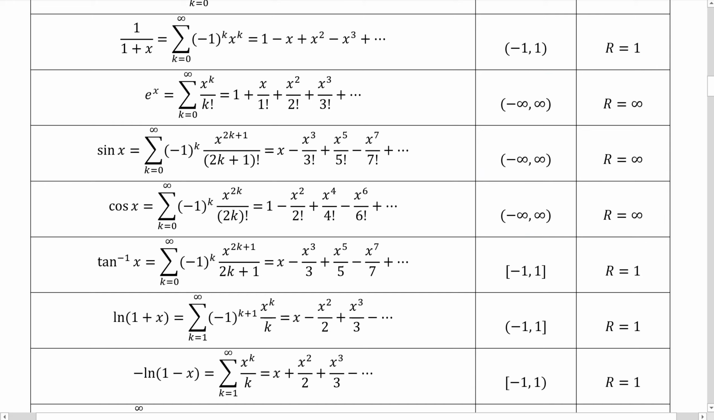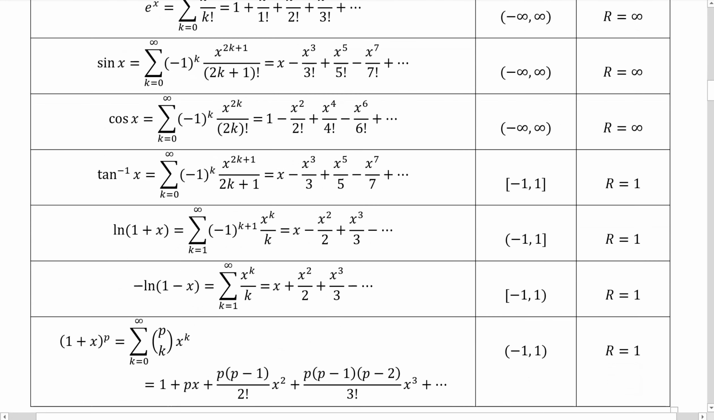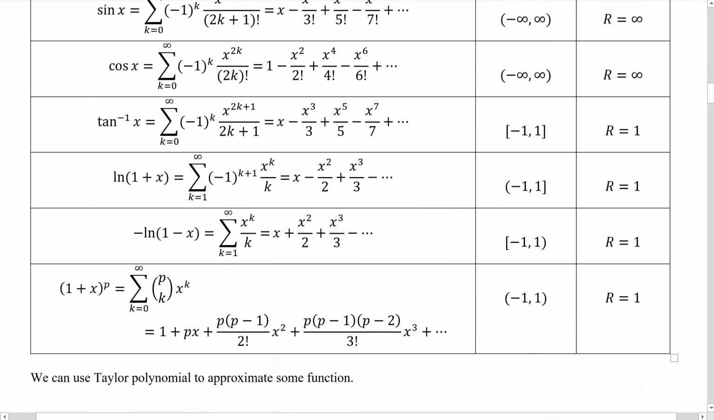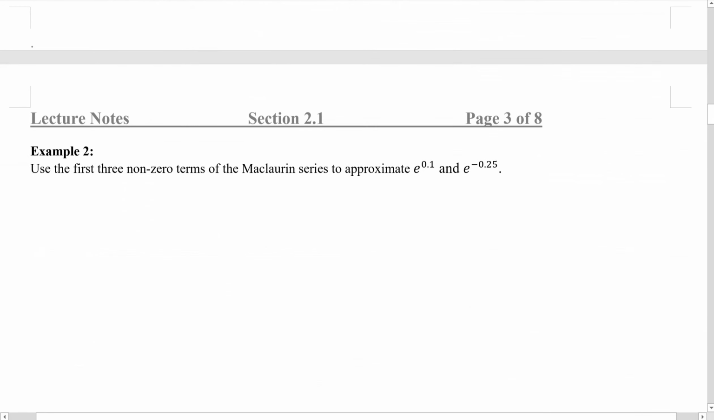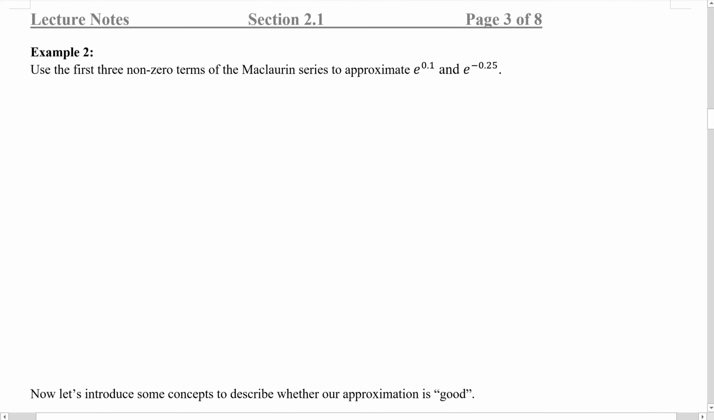All right, let's continue. We can use a Taylor polynomial to approximate some function. So let's look at the following example. Use the first three non-zero terms of a Maclaurin series. A Maclaurin series is just a special type of Taylor series where the center is 0. So this is the Taylor series, but with the center a equal to 0. Okay?